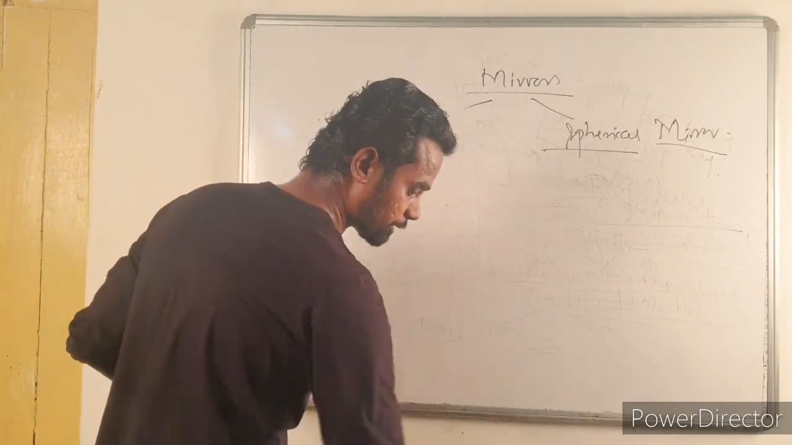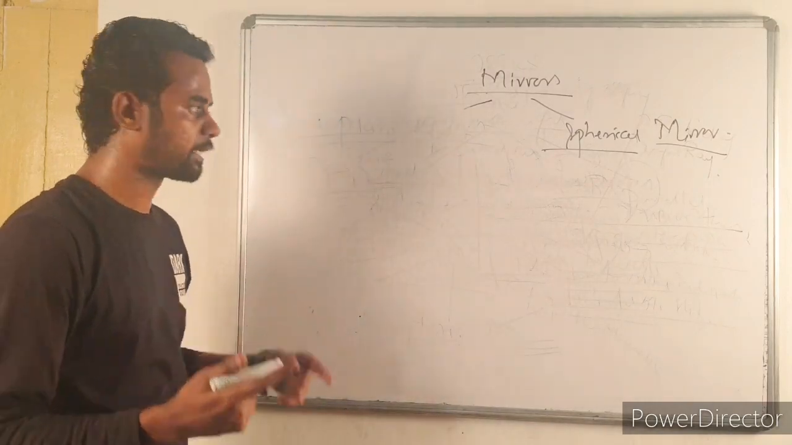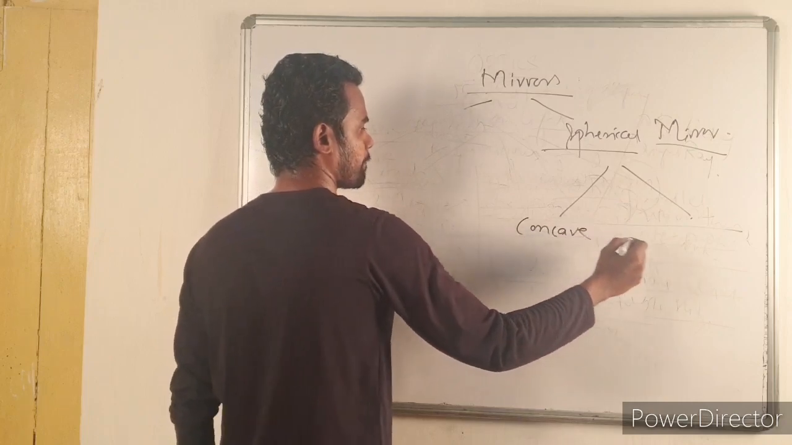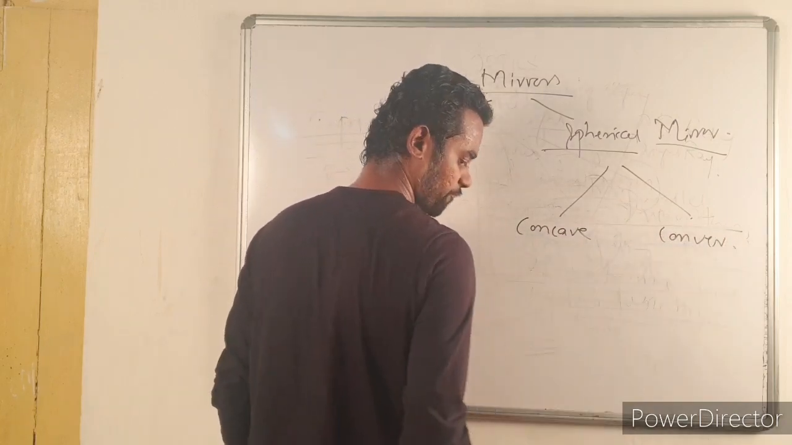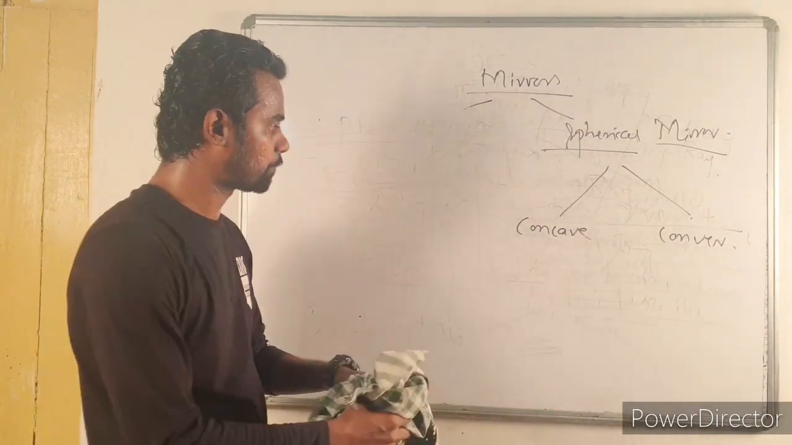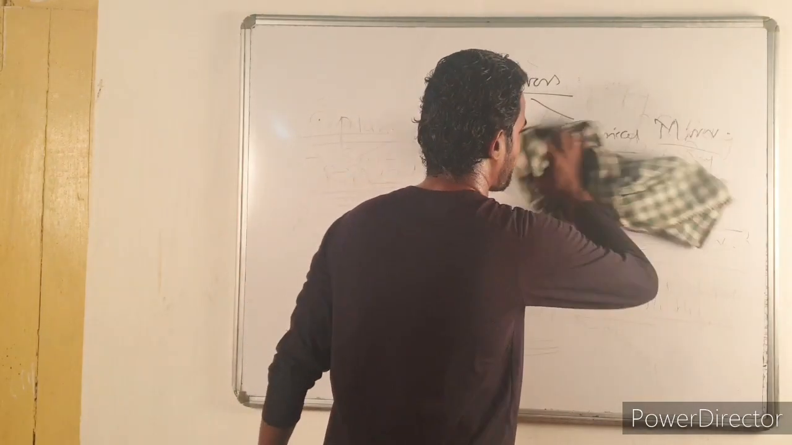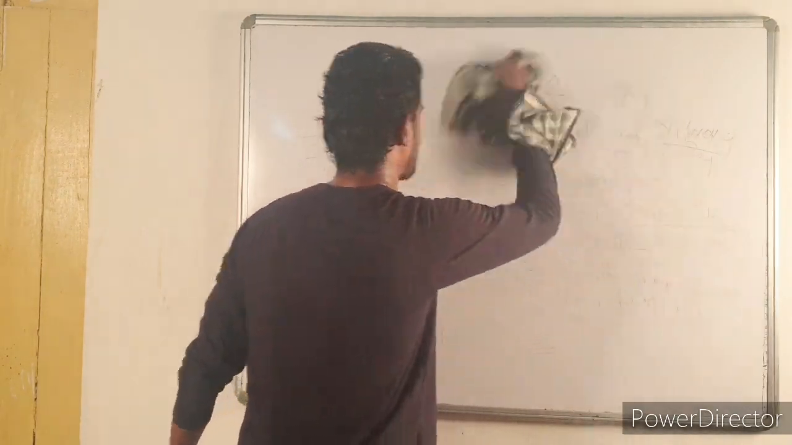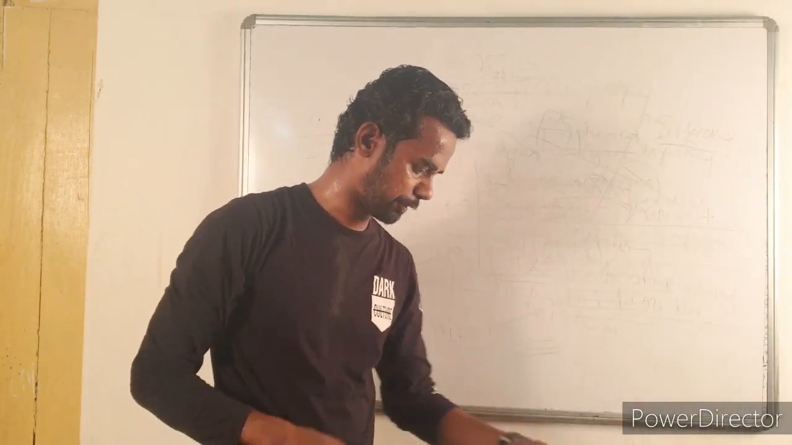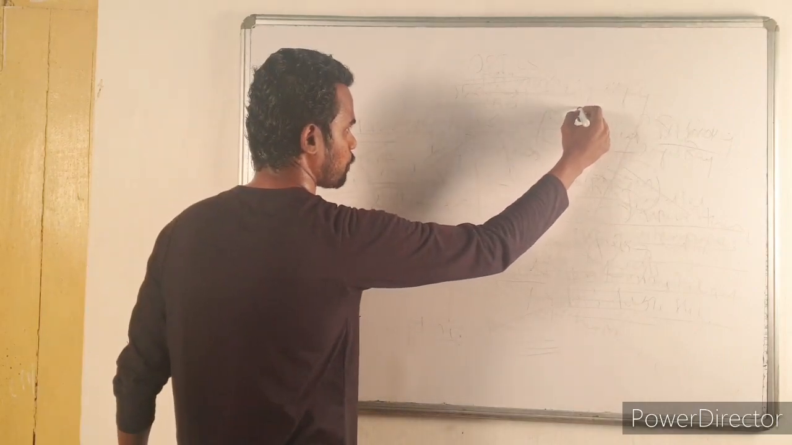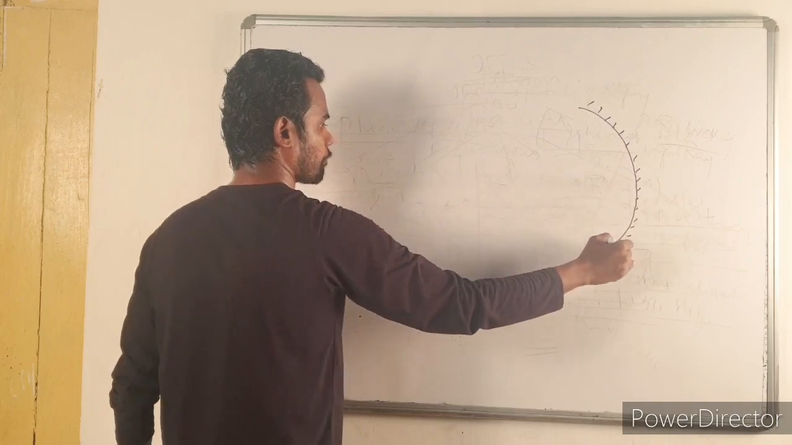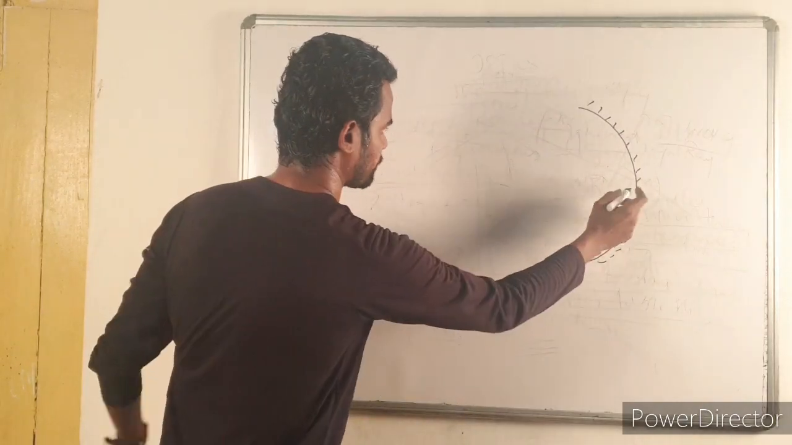Then comes spherical mirrors. They are again of two types: concave and convex. Now before defining all this, we have to know some terms. Suppose we are taking an example of a concave mirror like this. This is the reflecting surface.